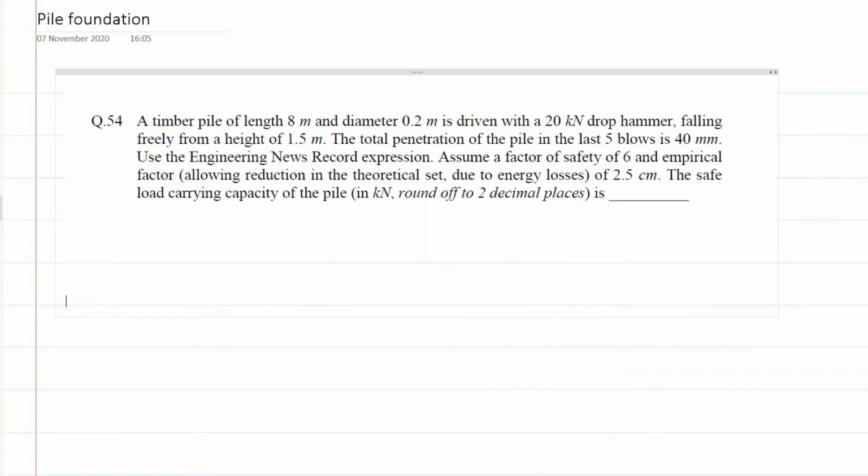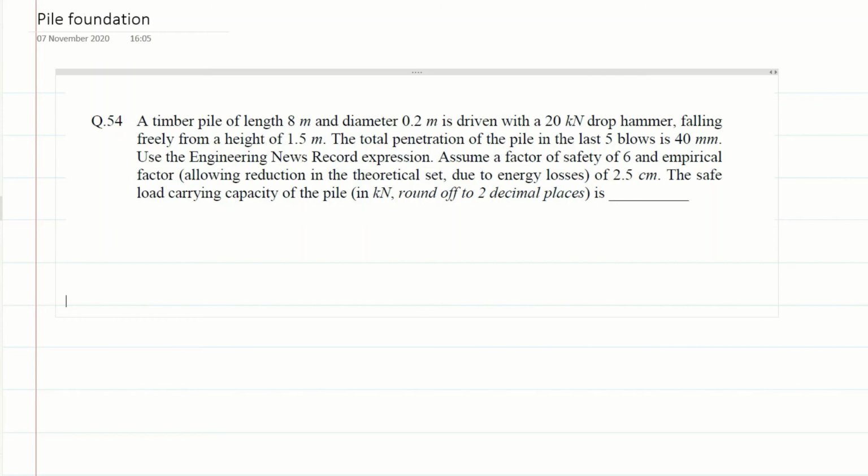A timber pile of length 8 meter and diameter 0.2 meter is driven with 20 kilonewton drop hammer falling freely from a height of 1.5 meter. The total penetration of pile in the last 5 blows is 40 mm.